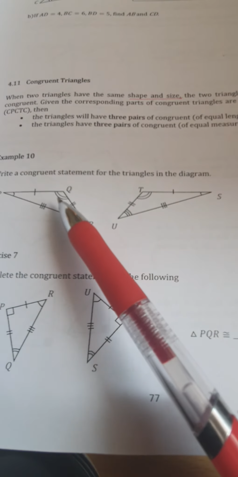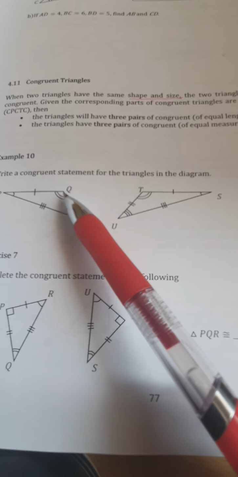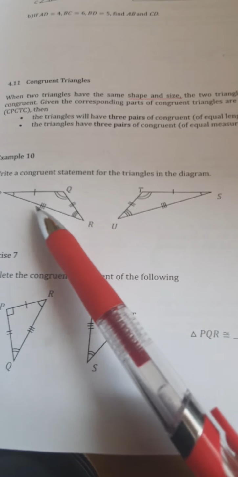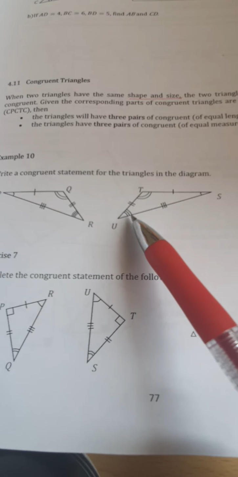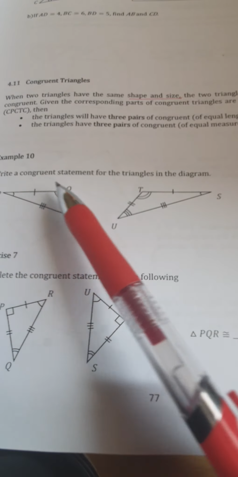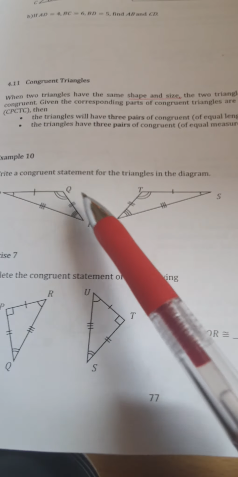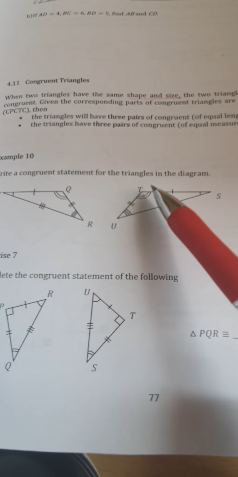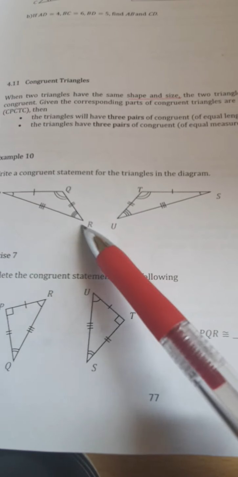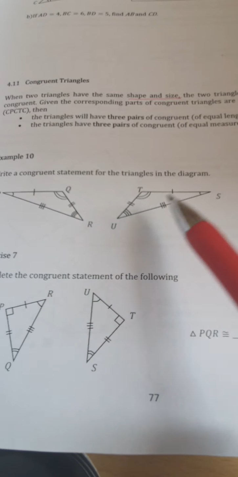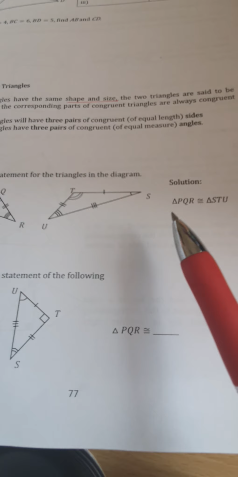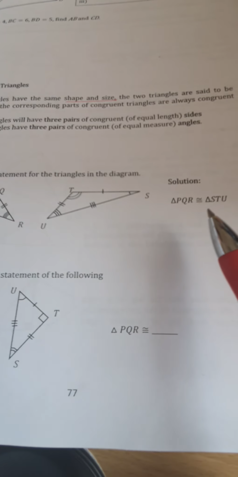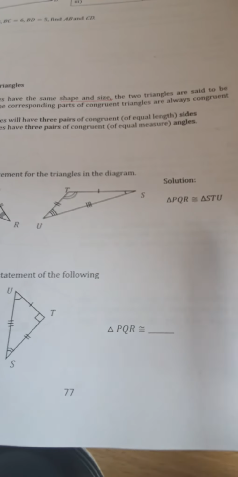If we look here, angle Q equals angle T, angle P equals angle S, angle R equals angle U, and then side PQ equals TS, side QR equals TU, and side PR equals US. So the solution here is triangle PQR is congruent with triangle STU.